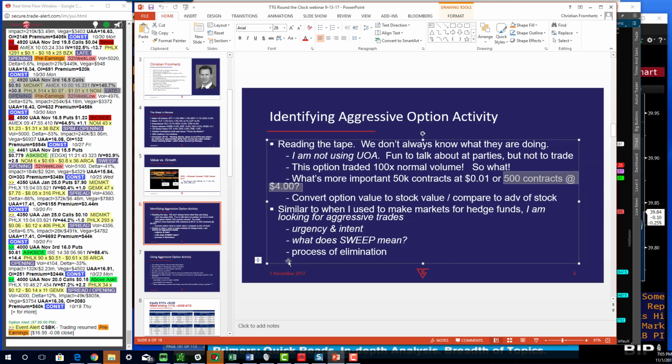So we talked about this urgency intent. We talked about what a sweep means. We talked about process of elimination. A couple other things to mention to you. We see as well why you can't just rely on volume.